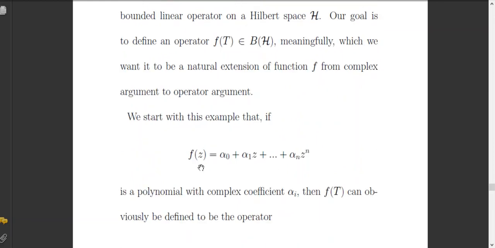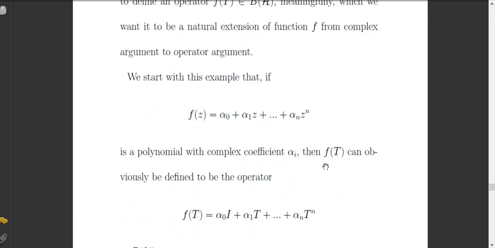Okay, let's start with maybe the simplest case or example. Look at here, what do you see here? f of z is a polynomial, okay? It's a polynomial with complex coefficients alpha i. How can we define f of T? In this case it's quite easy.